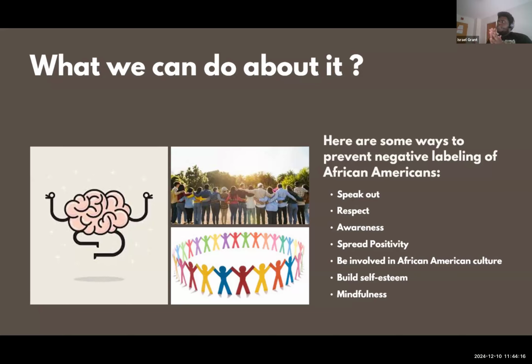Instead of labeling them as bad, label them as something good. Like, African Americans are good students. They deserve to be. They are not criminal. They are good citizens. Those are labels that can help African Americans to achieve better. And also, if you don't understand, try to be involved with the African American culture. By being involved in their culture, you will understand more about African Americans, and it can help destroy any biases you may have.